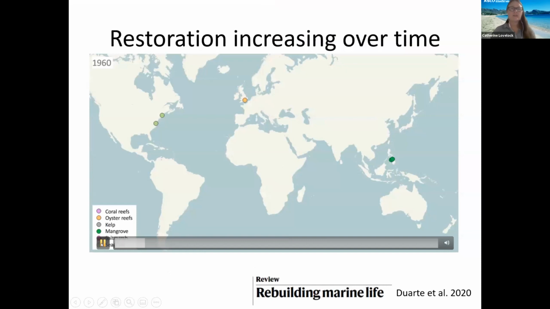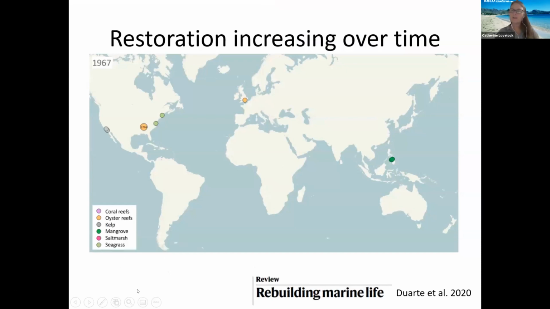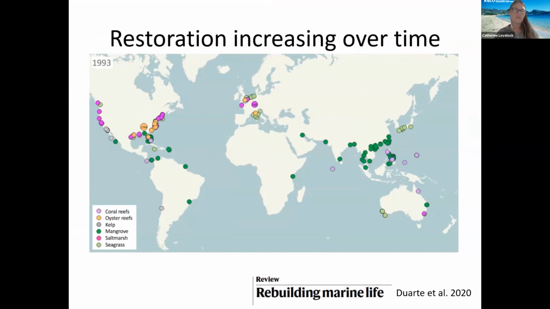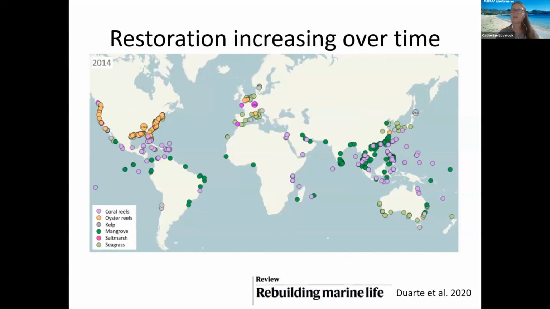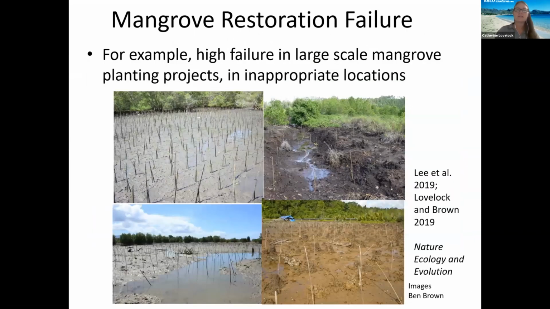But these are increasing over time. This is some work that we did with Carlos Duarte. It was published in Nature in 2020 that looked at how we were going to rebuild marine life. And this is an animation of the increasing activity on restoration around these 6 coastal ecosystems. And you can see that the intensity, the effort for restoration is increasing over time throughout the world, right? So this is something that gives us hope. There's a lot of people involved in this and quite a lot of resources being spent.